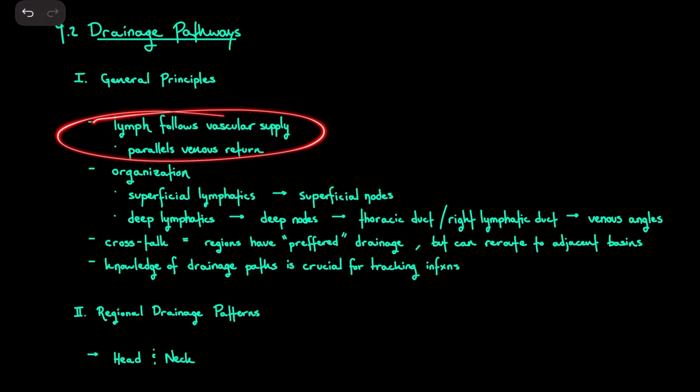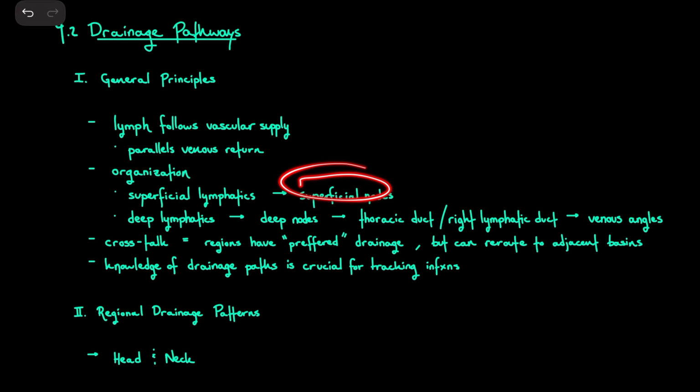Lymph typically follows our vascular supply, right? It's like a secondary circulatory system almost. We have superficial lymphatics and deep lymphatics, and that's exactly what they sound like. The superficial is directly underneath the skin, usually running with those superficial veins, and the deep lymphatics are deeper, running with those deep veins and deep arteries.